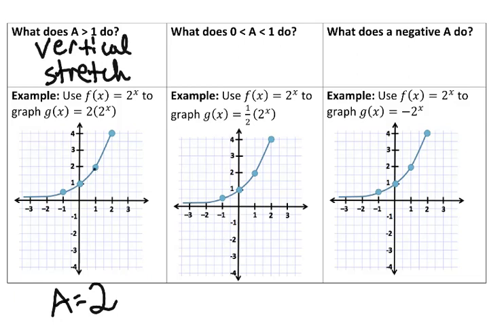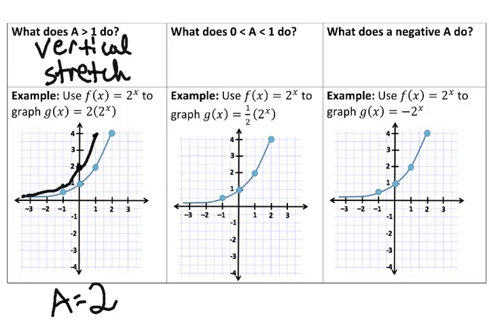So it's going to take all the y values and multiply them by 2. So this y value here was originally at 2. Multiply it by 2, it'll be 4. This y value is originally 1. Multiply by 2, it'll be 2. This y value is originally half. Multiply by 2, you'll get 1. You can connect your dots to make a nice exponential curve there.